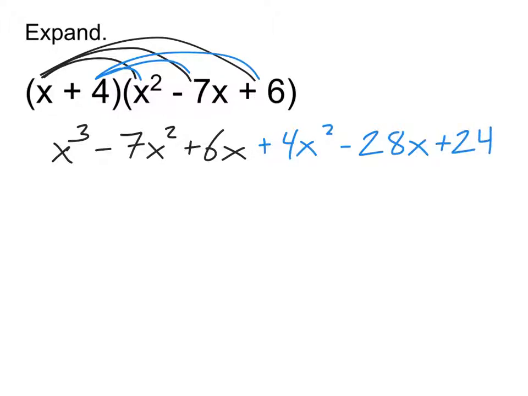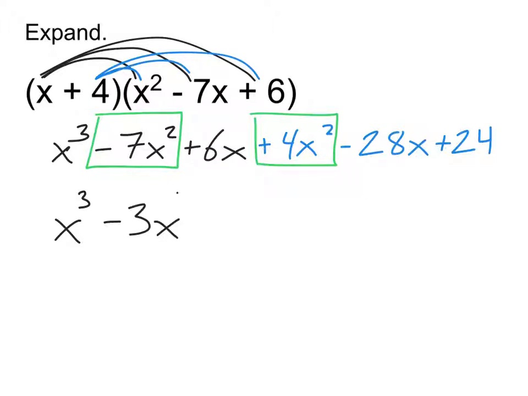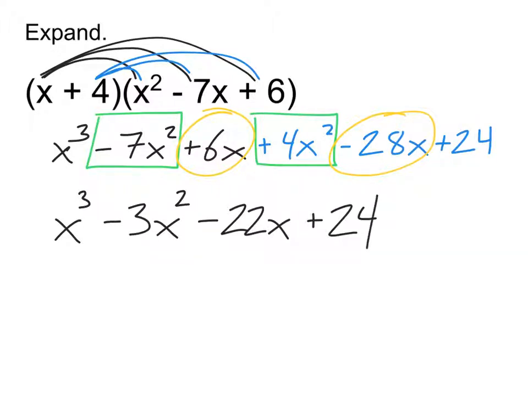Then go ahead and combine your like terms. And in this case, marking them with different things can be a bigger help because the ones that are like each other are not next to each other. And so, for instance, I put squares or rectangles around my squared terms there. Makes it easier to see that I'm going to do negative 7 plus 4. That's a negative 3. So negative 3x squared. And then I have some x's. I'll go ahead and circle those. 6 minus 28 is going to be a negative 22x. And then the 24, it stays at 24. So that is now your final answer.